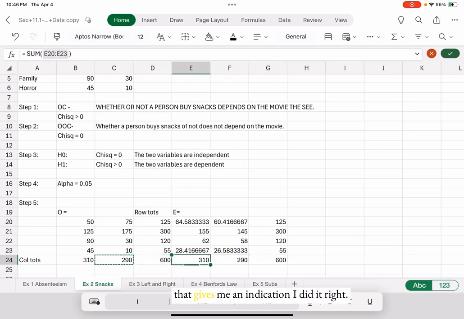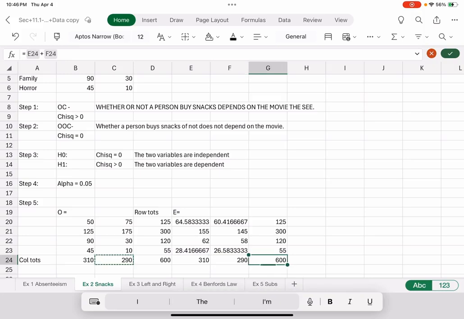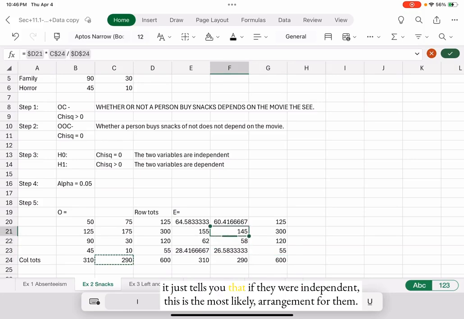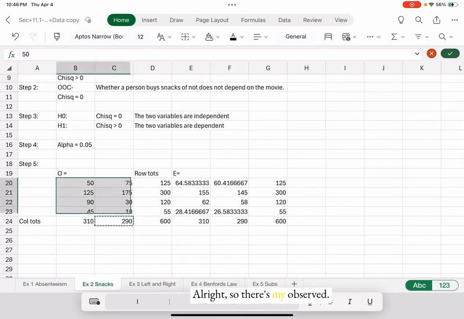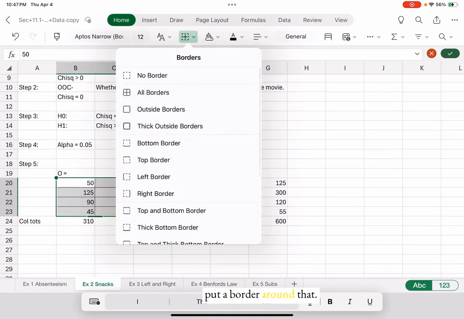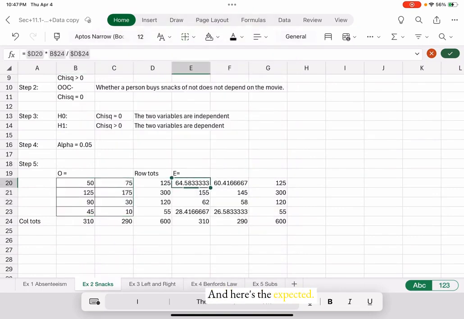600 again. That gives me an indication I did it right. The grand total is always the same. It just tells you that if they were independent, this is the most likely arrangement for them. All right, so there's my observed. Put a border around that. And here's the expected. Put a border around that.